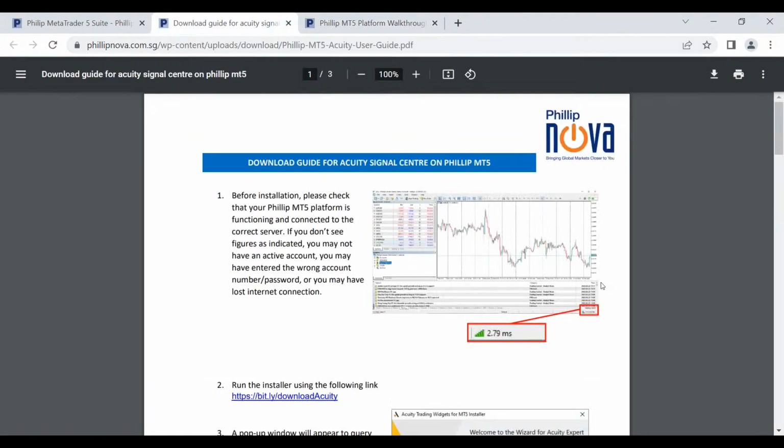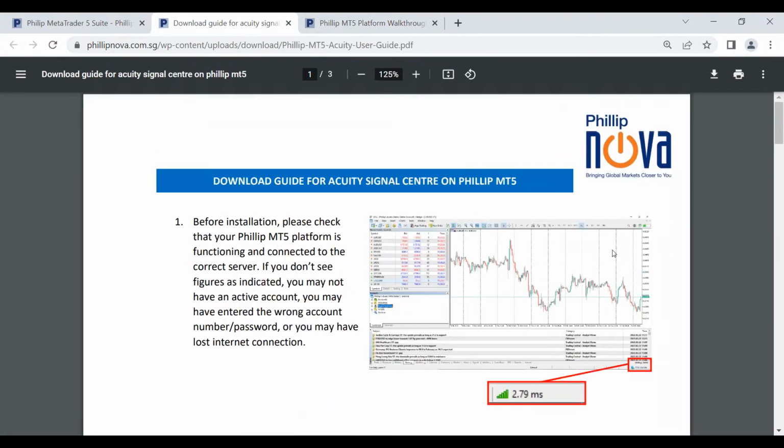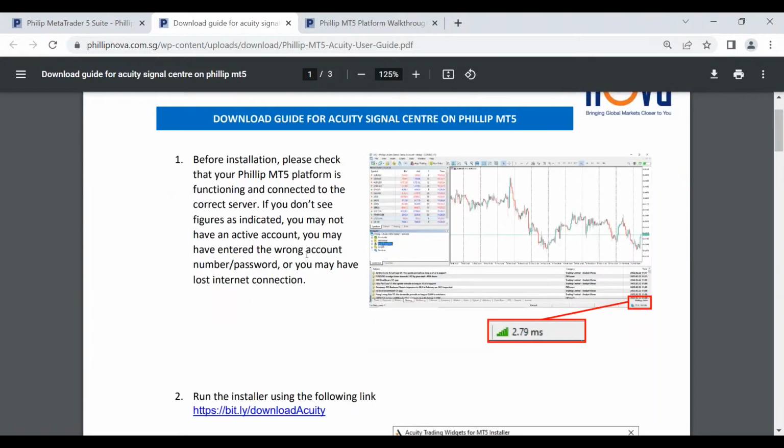Okay, so this PDF here is very simple. Step one: before you install, you need to make sure that your Phillip MT5 is logged on to the same server. It has to be logged on to Phillip Futures, our server, so that you'll be entitled to this. There are many MT5 brokers out there, but we are the first and only broker in Singapore to offer this Acuity Signal Center. So do make sure that you are logged onto our server before you attempt to download.